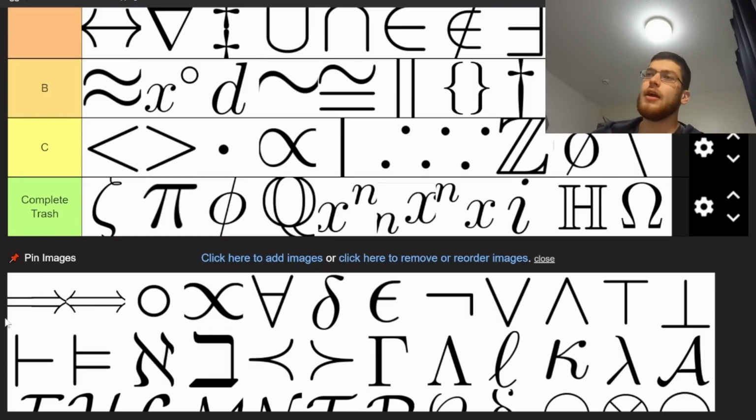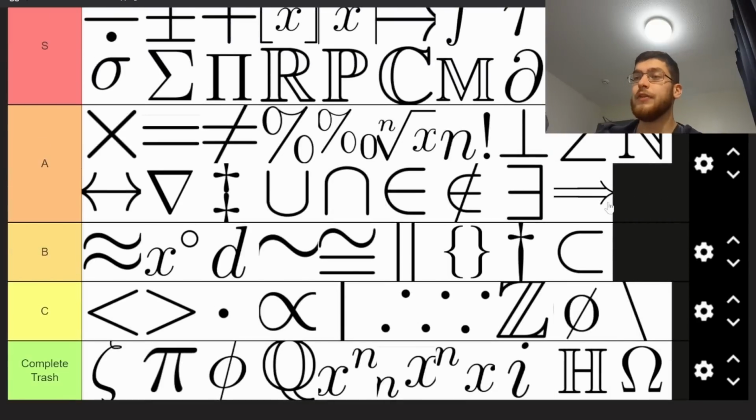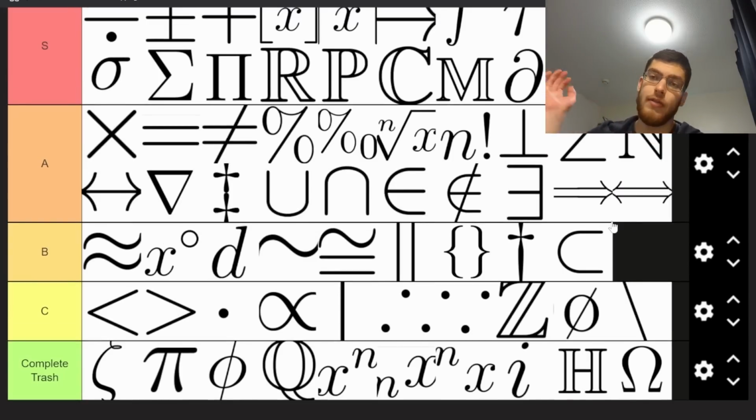And implies is kind of like an arrow, makes sense though. So we use a double arrow. We use a double lined arrow. That makes a lot of sense to me. So I'm going to put it in A tier. And same with the if and only if, because if it's both ways, if that implies that and then that implies that, then if and only if. It makes a lot of sense.